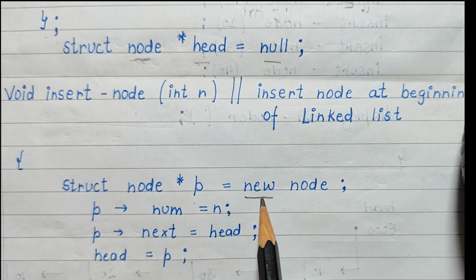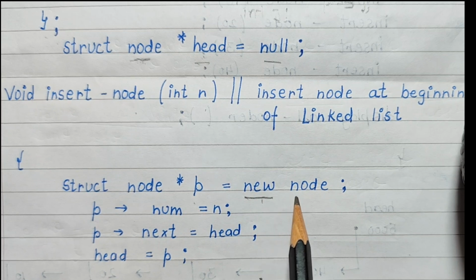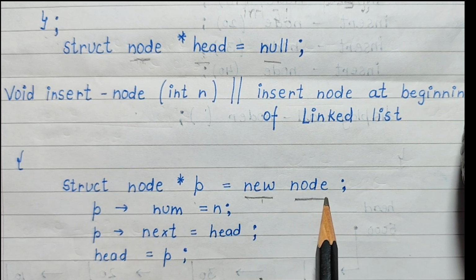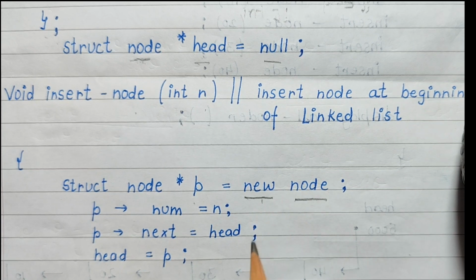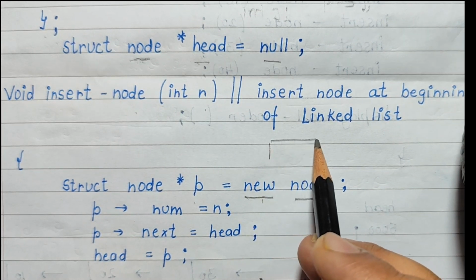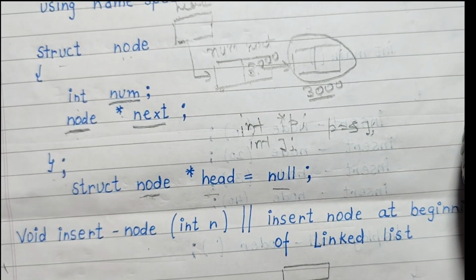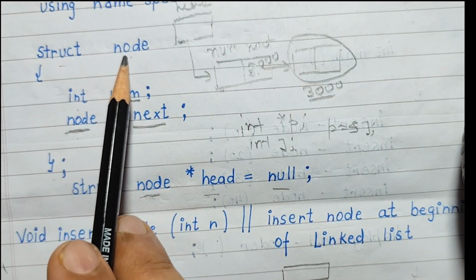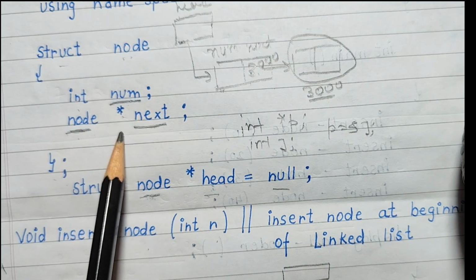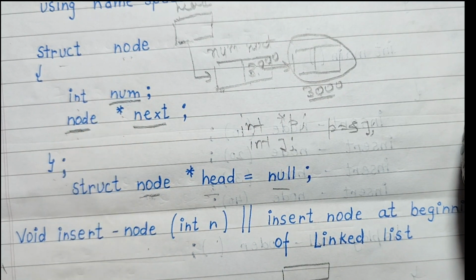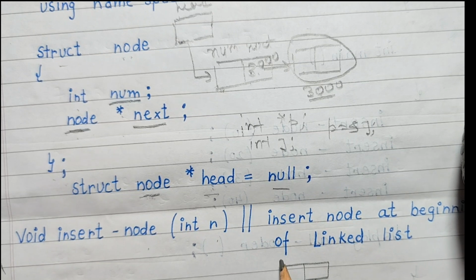You have to write new in small letters, because it is an operator to allocate memory dynamically. After new we include the data type. Here we want to create a node, so node is our data type. The compiler allocates memory to this node, because you specified that the node has this structure. A node has two parts: one part is num, another part is the next pointer.